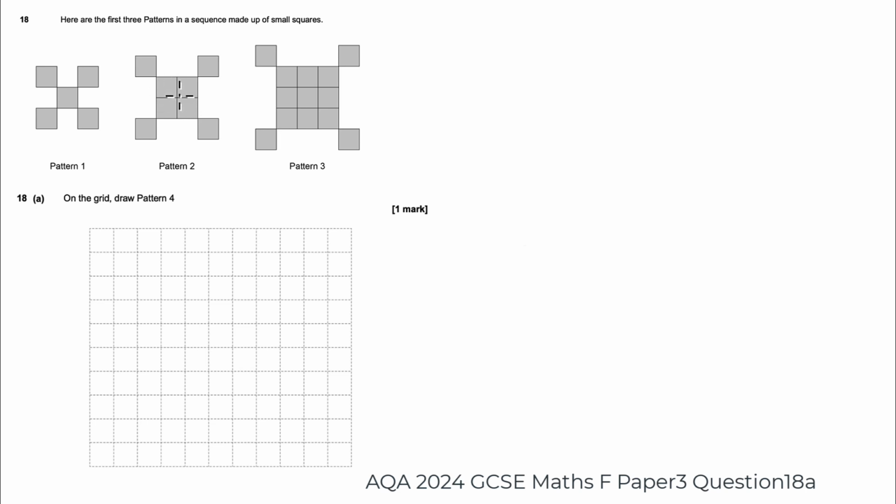There's a 2 by 2 for pattern 2 with the 4 squares. There's a 1 by 1 with the 4 squares. So pattern 4 would have a 4 by 4 square at the centre with single squares tagged on. So let's draw that. So there's the result. Now let's move on to part B.